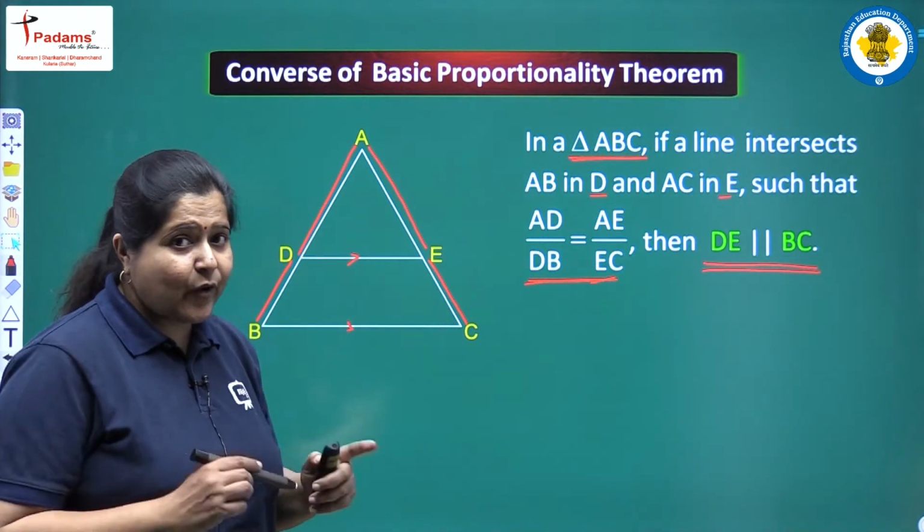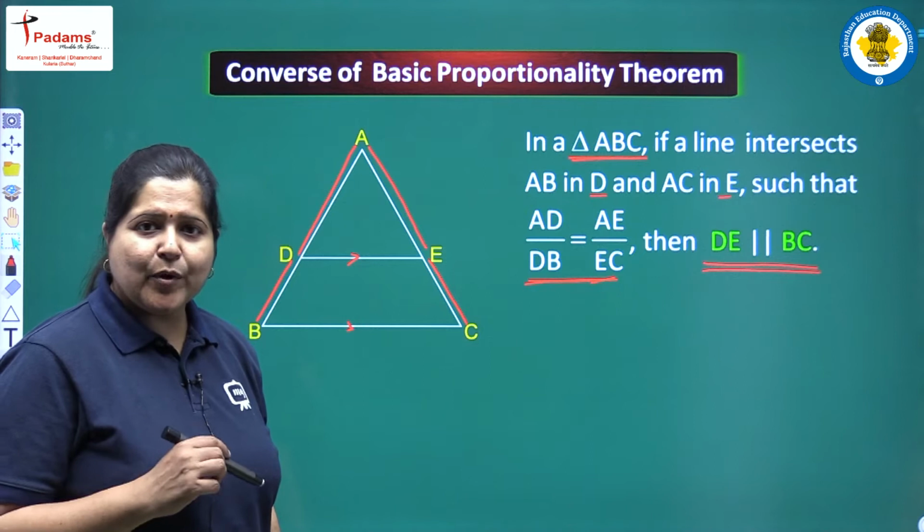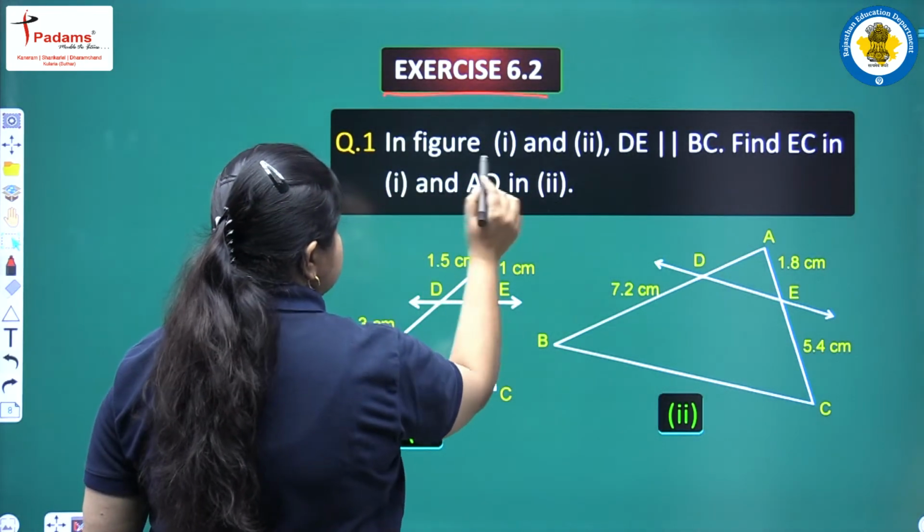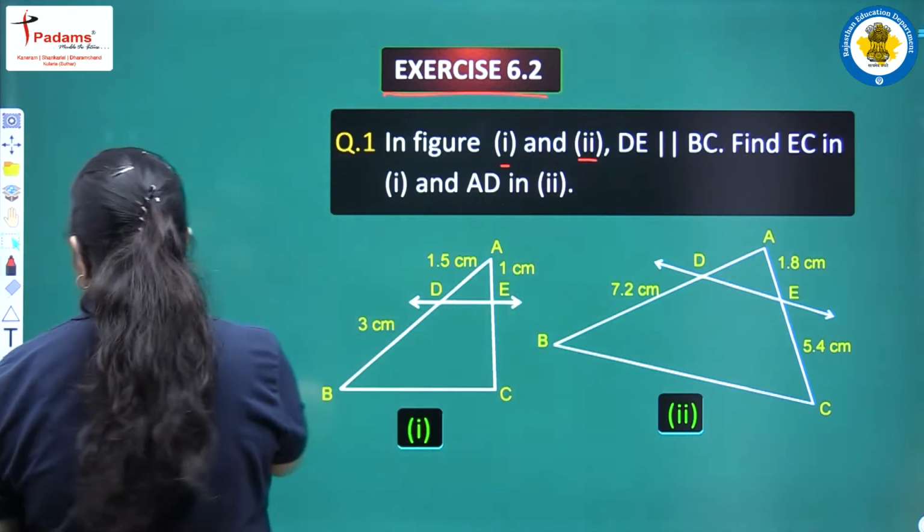Now on the basis of all this, we will be starting exercise 6.2 question 1. Here we have in figure first and second DE is parallel to BC.